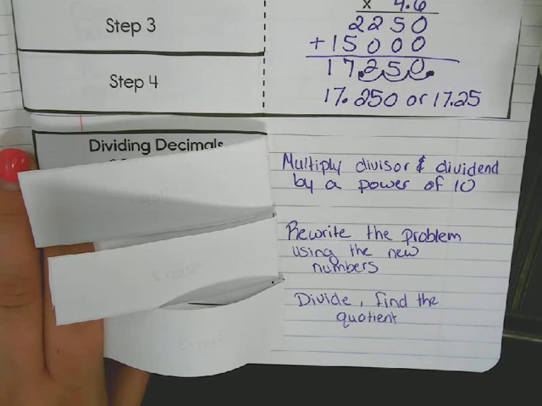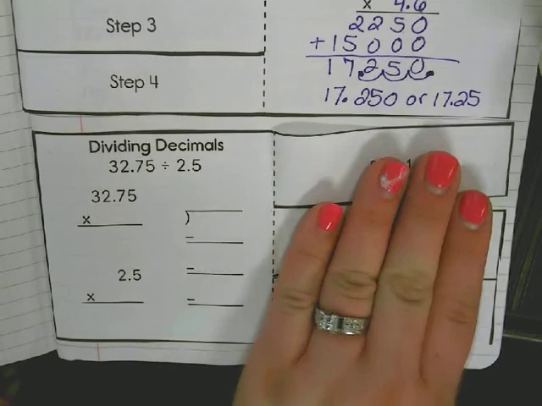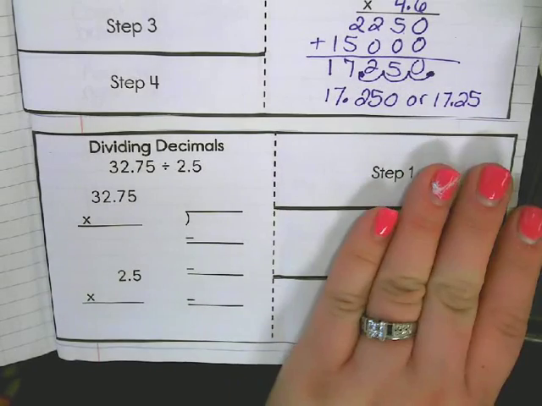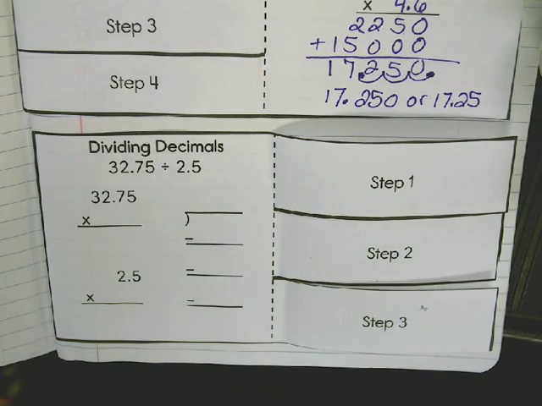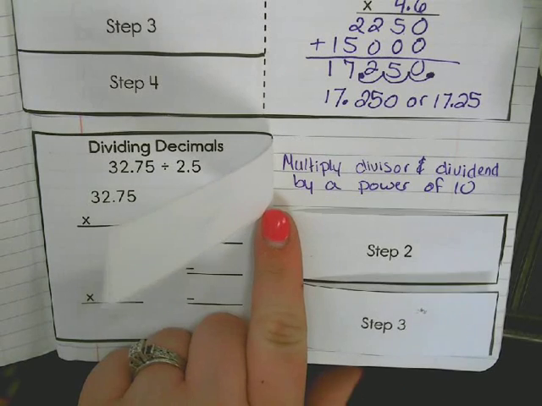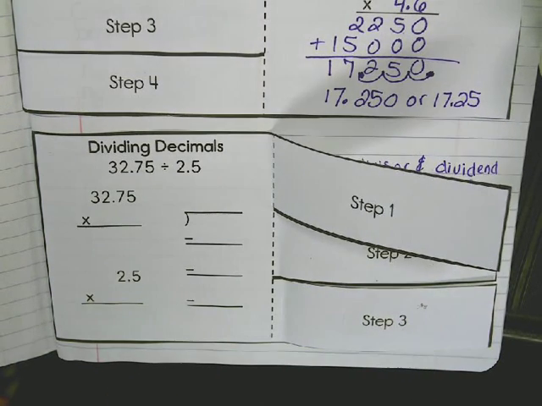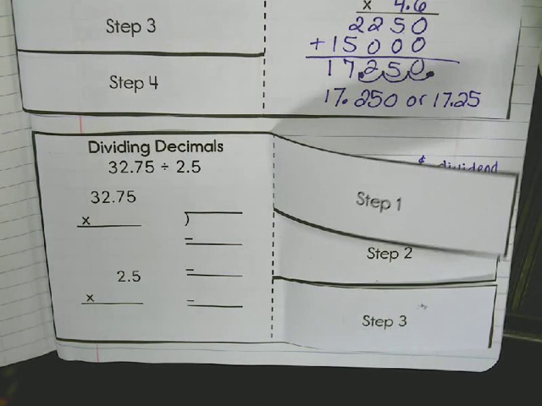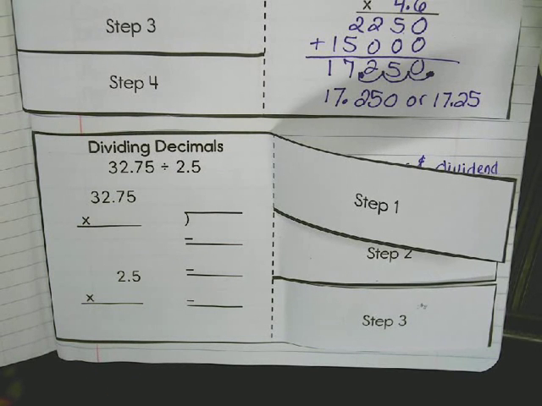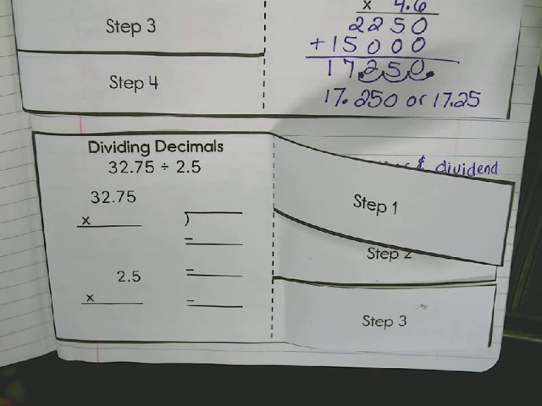Alright, let's look at the example. So on the example, I have 32.75 divided by 2.5. So step 1 says I have to multiply the divisor and the dividend by power of 10. So what is the number that has the most digits behind the decimal? 32.75. How many places behind the decimal do I have? 2. So what do you think I'm going to multiply by?